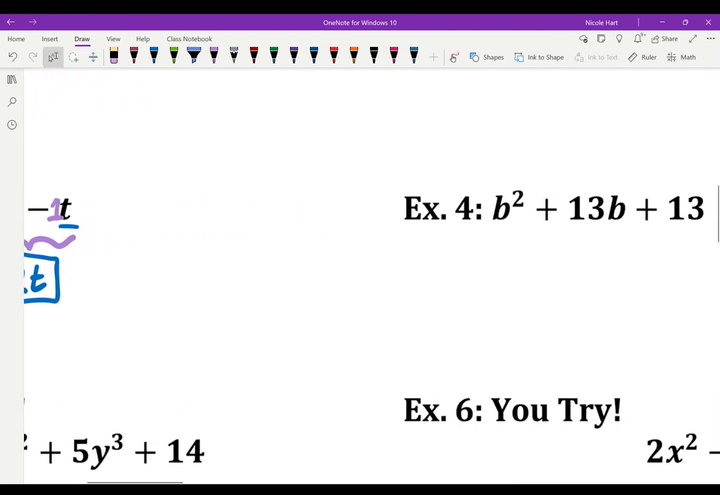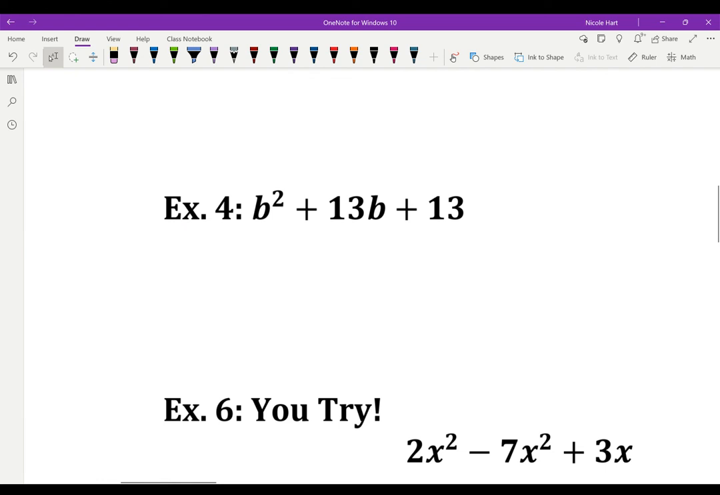I want to look over at example 4. We have b squared plus 13b plus 13. So we have a b squared for a variable, we have a b, and we have a non-variable with 13. So this is already simplified. There is nothing else that I can do to it. Already simplified.